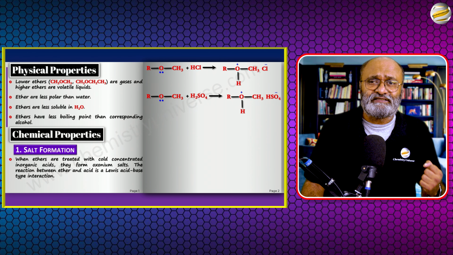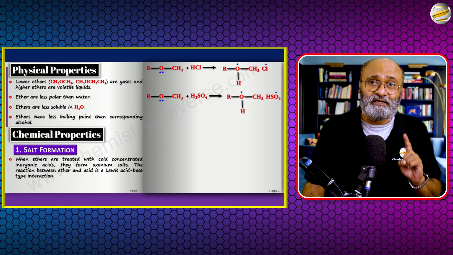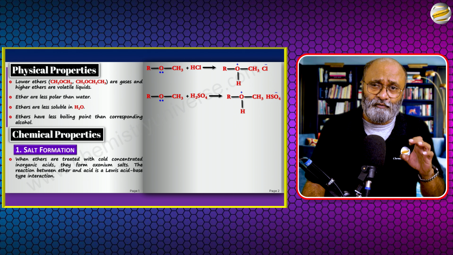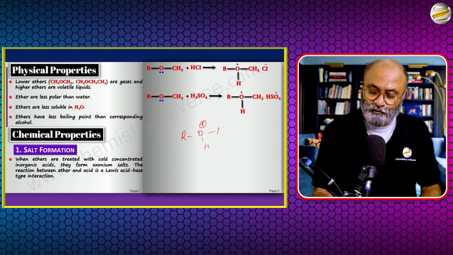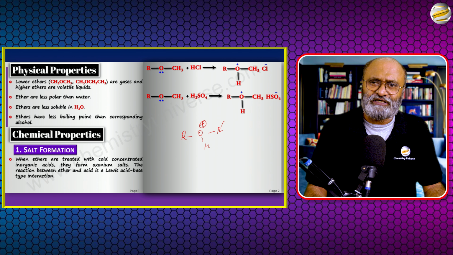So remember, ethers are sensitive to acids, number one. Number two, with cold acids, they don't break, they just form salts. But that too only with HCl and sulfuric acid. When it comes to cold HBr and HI, remember Br minus and I minus are better nucleophiles than Cl minus. So what happens is that after forming the oxonium salt, so let's say you have this oxonium salt being formed. Now what will happen is that the Br minus or the I minus would now also act as a nucleophile because they are better nucleophiles.